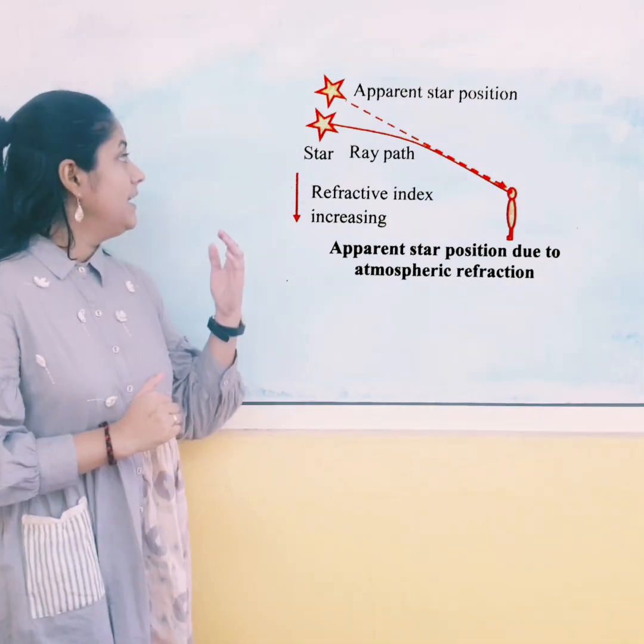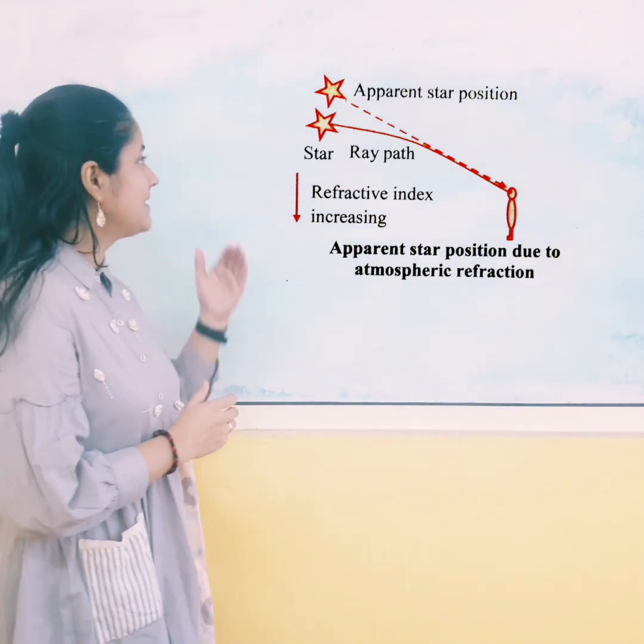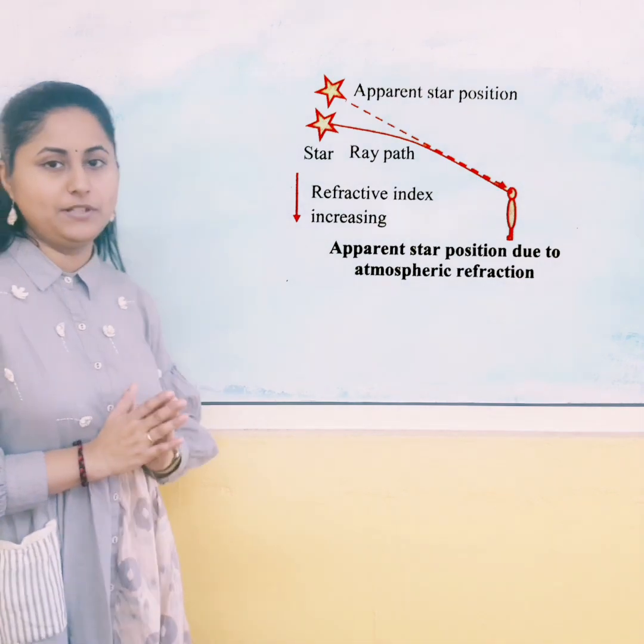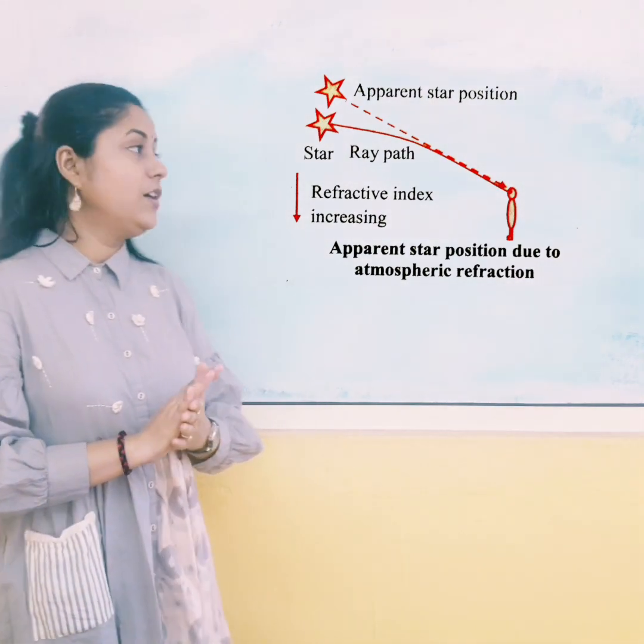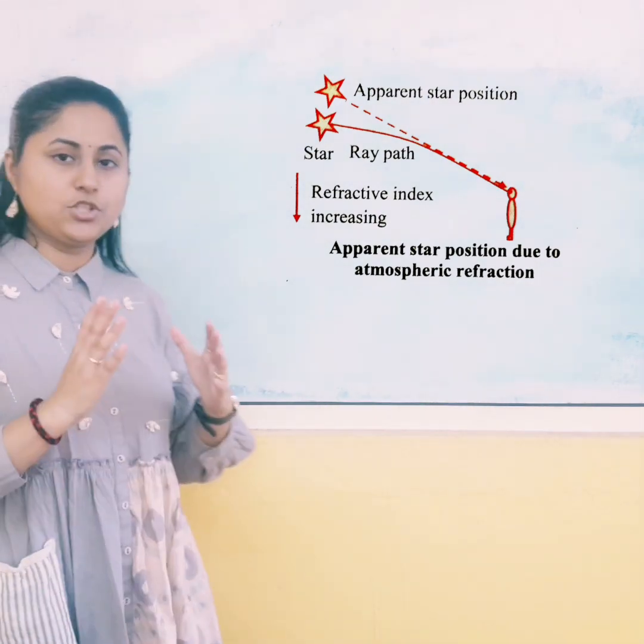The apparent position of the star. Now, by apparent position, we refer to the position of the star that we can see in the sky. The apparent position of the star appears slightly higher than its actual position, and this is because the atmosphere bends starlight towards the normal. And that's why what appears as the position of the star is not the actual position.